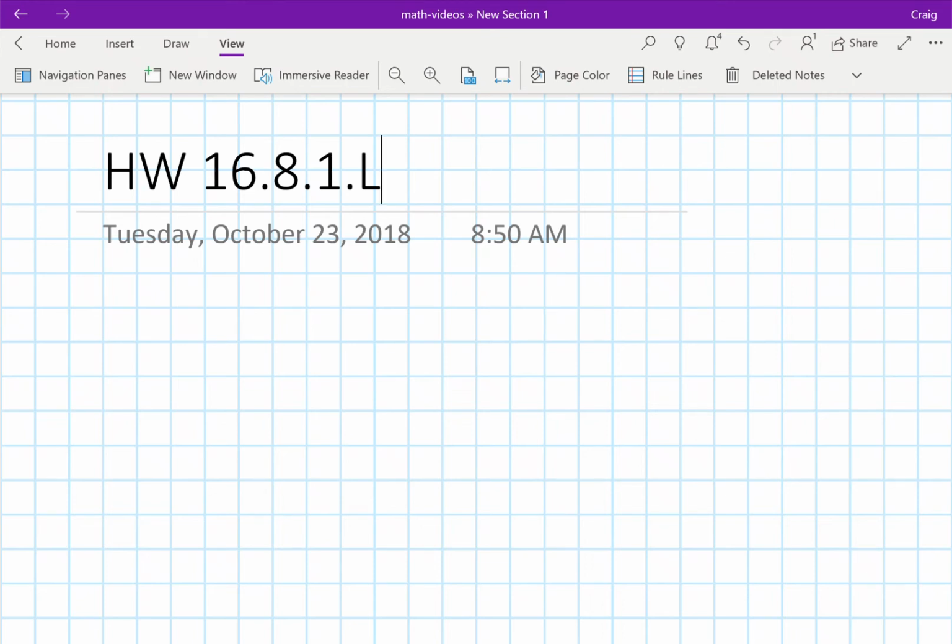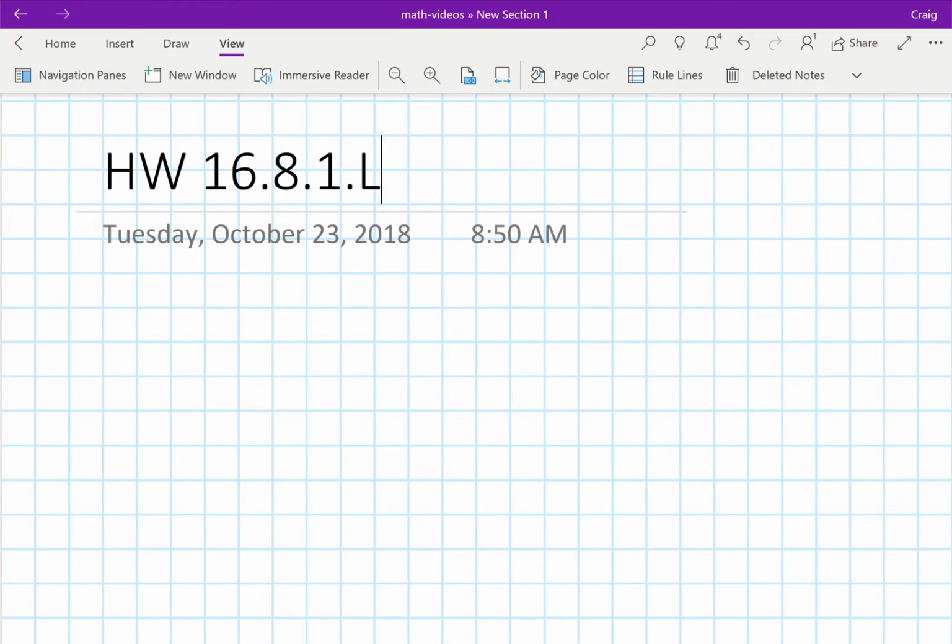This video note is working through homework problem 16.8.1 in Greenberg, and the idea is that for a given region, this is a tetrahedron, we're going to compute both the volume integral of the divergence and the surface flux of the vector field. So first let's talk about the region.